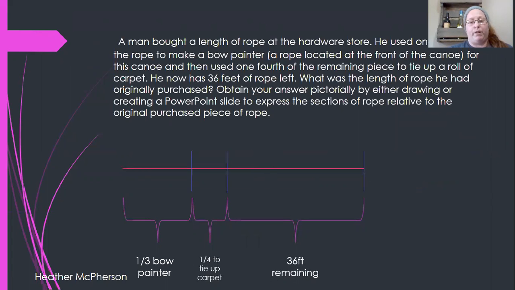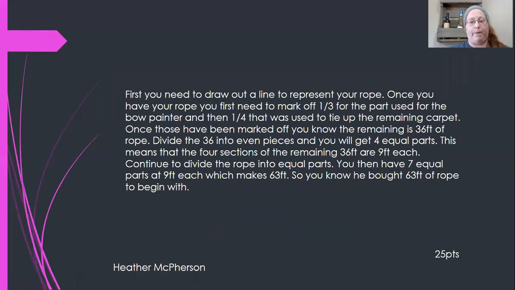Now what you would do is divide that up into equal parts, and there's 4 parts. So what I did was 36 divided by 4 equals 9, and then you go ahead and make the other parts even as well over here. So you have 1, 2, 3, 4, 5, 6, 7 sections of 9 feet of rope. So 9 times 7 is equal to 63. So he originally bought 63 feet of rope for his project.